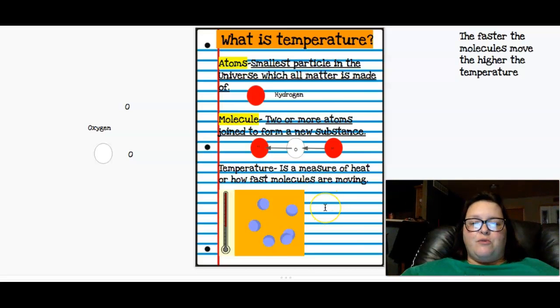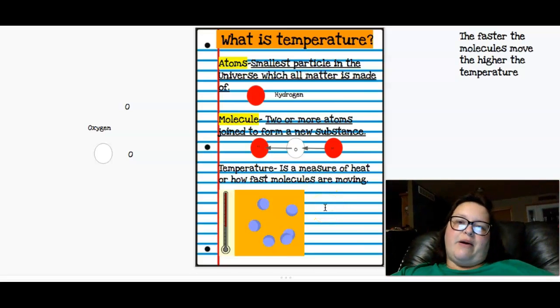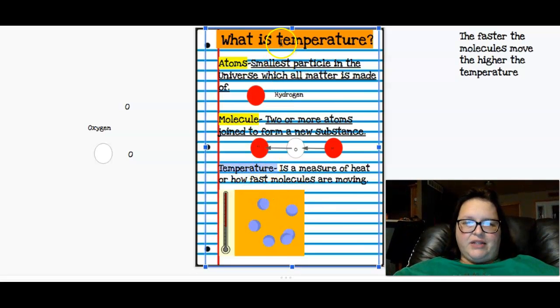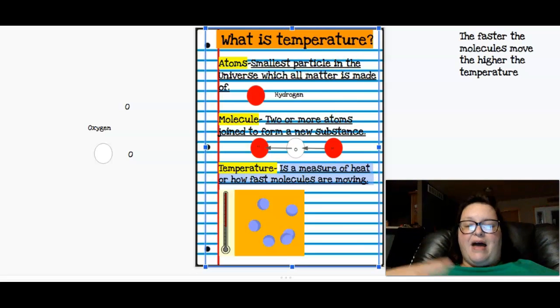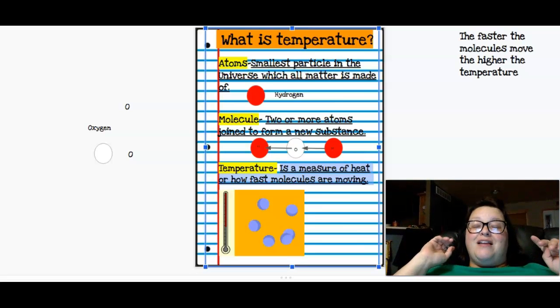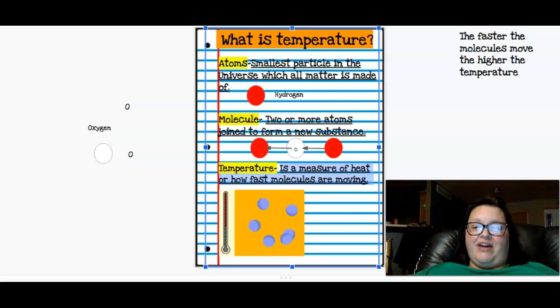Okay, so when we have molecules, now we can talk about temperature. So temperature, I'm going to highlight the word temperature in a beautiful yellow color so it sticks out. Temperature is the measure of heat or how fast molecules are moving. Okay? So when we boil water, for example, that means our molecules are moving super, super fast. And you know that boiling water is hot water and it will burn you, so don't touch it, okay?